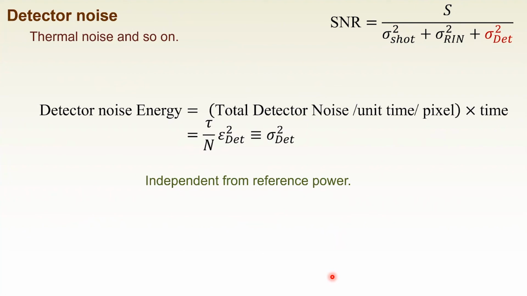Okay, and then the third noise, detector noise. The detector noise is quite complicated, but for our mathematical treatment, it's quite easy. It's some constant defined by the noise in a detector. The point here is only a simple point. It is independent of the reference power and even the probe power. Okay.